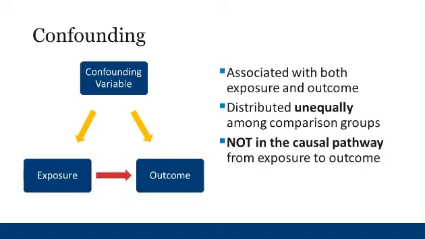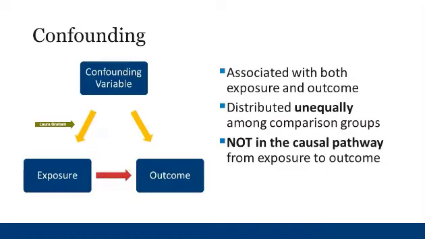And to visually represent what confounding is, we usually look at figures like this. So confounding in epidemiology, you need to have three components. First, your confounding variable needs to be associated with both the exposure and the outcome. So you'll notice that these arrows right here are associated with both exposure and outcome.